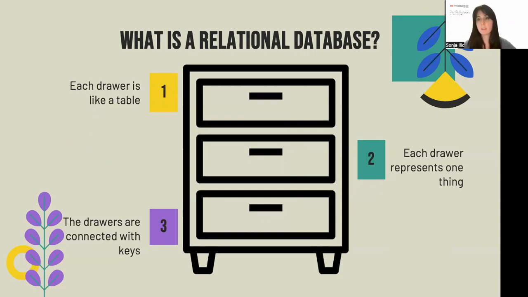These drawers are connected with keys, so that way you can say, I want to know where all of my blue clothes are. And we would be able to find out and say drawers 1 and 2 have blue clothing inside of them. Or you could say, I want to know all of the shirts I have that are this exact same brand, and this is something that we would be able to get out.